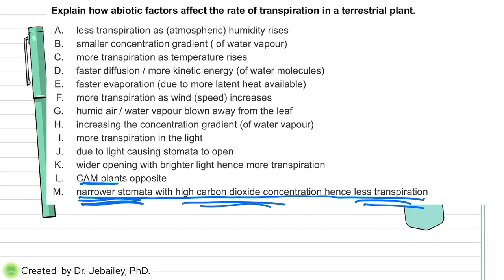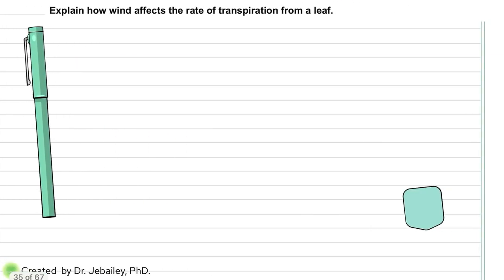We talked about humidity, we talked about the temperature, we talked about the wind, we talked about the light, and we even talked about, in this case, the CAM plants. So these are different things that you can talk about when it comes to transpiration. So now, explain here how wind affects the rate of transpiration in the leaf.